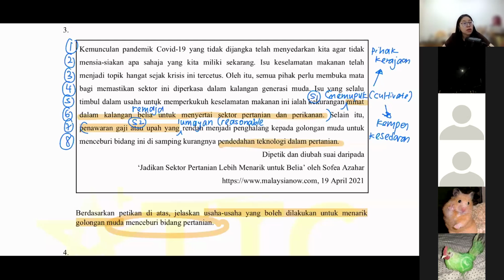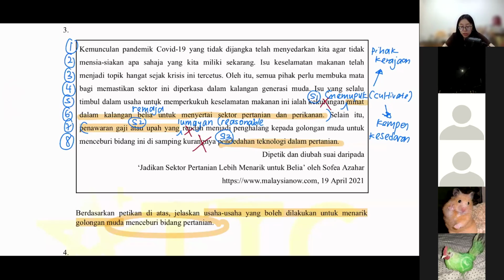Conduct programs about agriculture. Then it'll be a campaign lah. This one will be a contoh. So remember, you cannot direct copy. Kurangnya is wrong. You cannot say gaji yang rendah, that is wrong. You cannot say kekurangan minat.